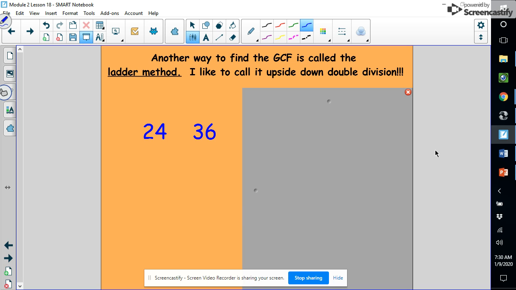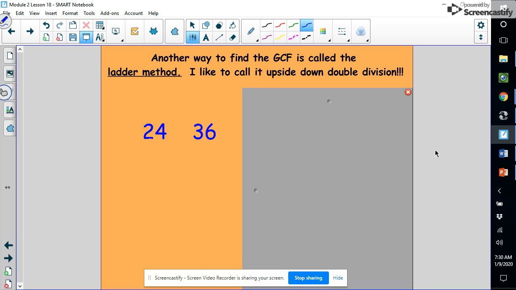This video is all about how to find the greatest common factor. This video is going to focus on the latter method, which I like to call upside down double division. So if I look at my numbers 24 and 36, I want to find the largest number that's a factor, a number that can fit into both 24 and 36.